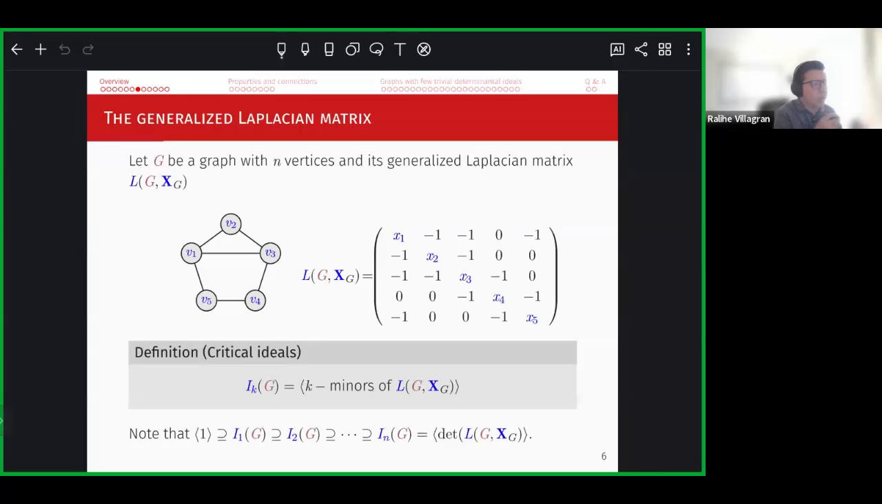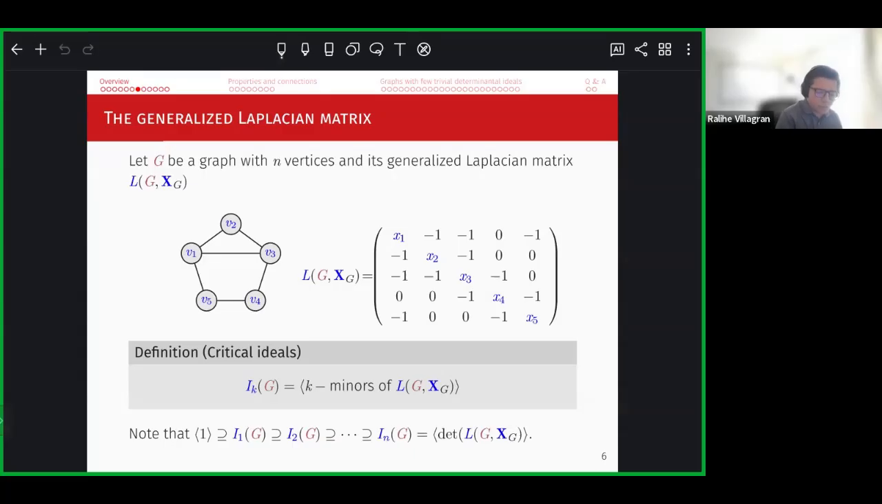And then what we do is we compute the ideals generated by the k minors of this matrix. So that's what a determinantal ideal is for graphs, or at least how we define it. Instead of taking the generalized Laplacian, we can take any graph-defined matrix. So in particular, if we take this matrix, we call these the critical ideals of a graph.